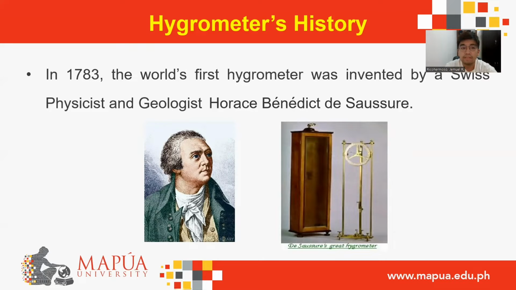Then finally, in 1783, Swiss physicist and geologist Horace Benedict de Saussure invented the first ever hygrometer using human hair to calculate humidity. As time goes by, the hygrometer continuously developed and was used by people around the world.